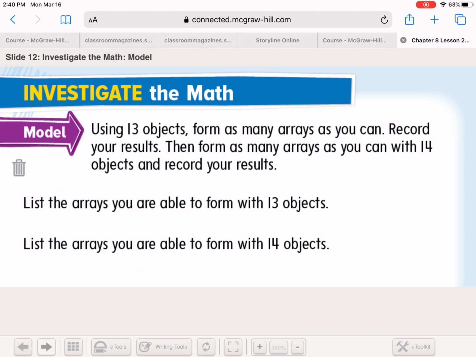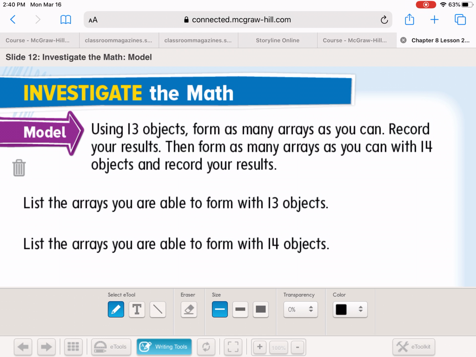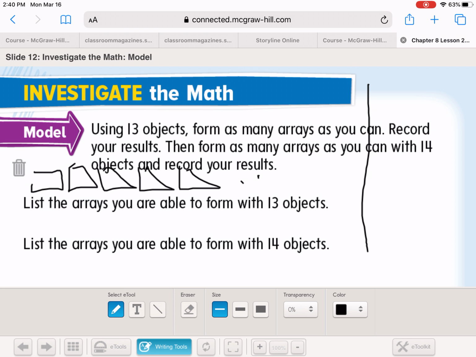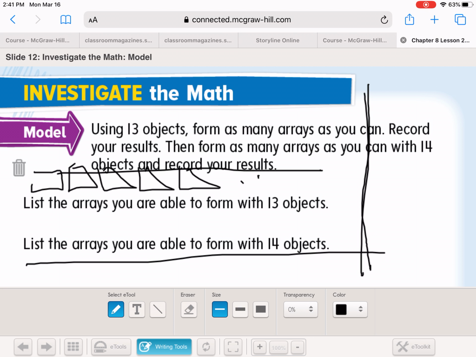So I'm going to show you one quick way. It's going to be a little hard because my screen is very small. But with 13 objects, there's only really two ways. You could only do 13 across, or 13 up and down. Now 14, you could do 14 across, 14 up and down. But you could also do 7 across and 2 down, or 2 across and 7 down.